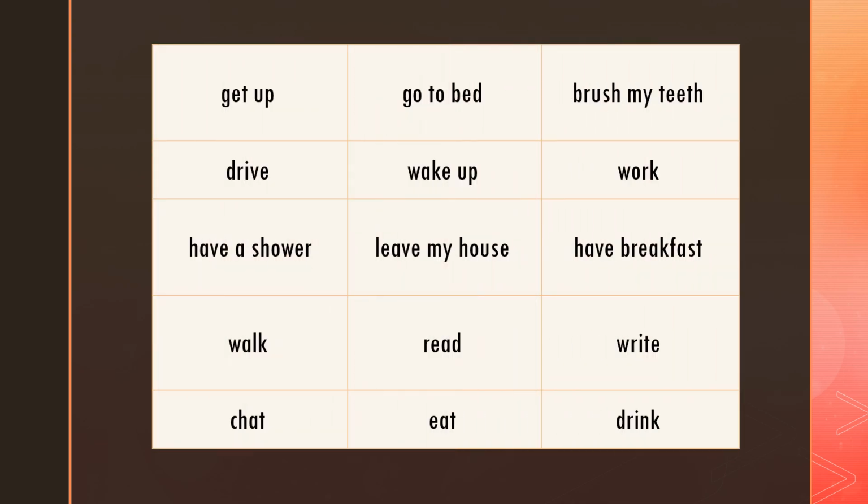Okay, now you might have found these verbs or expressions. To train your pronunciation, I'd like to ask you to read these verbs or expressions with me. Let's begin. Get up, go to bed, brush my teeth, drive, wake up, work, have a shower, leave my house, have breakfast, walk, read, write, chat, eat, drink. Very good.